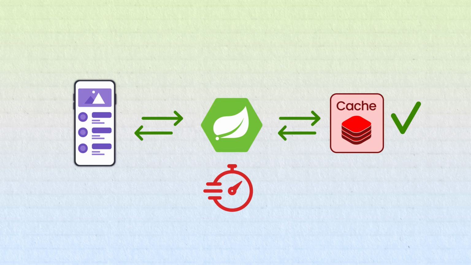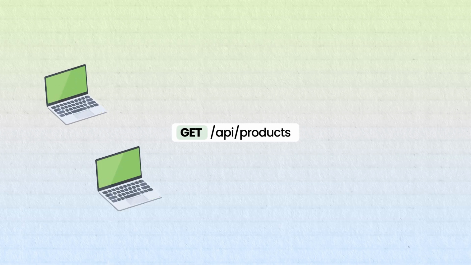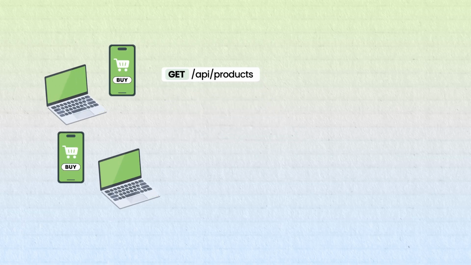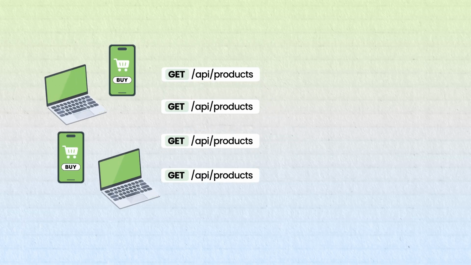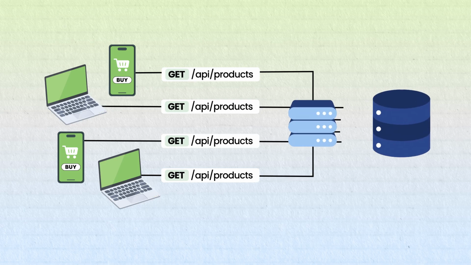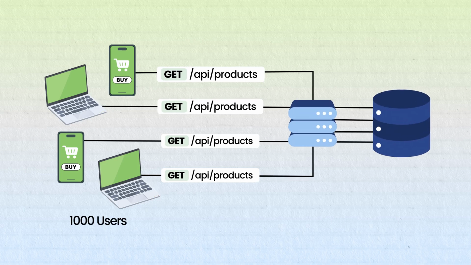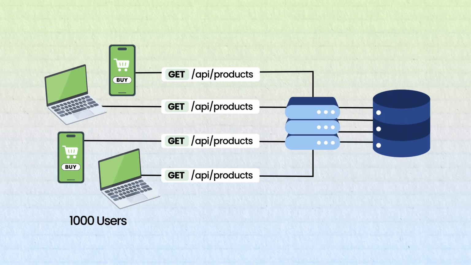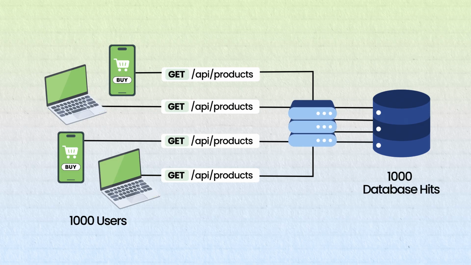Let's start with a simple example. Suppose we have an API endpoint like this, for getting products. This endpoint returns a list of products for a mobile app or web app. Without caching, every request goes directly to the database. So if 1,000 users request the same products page, your backend may hit the database thousands of times.